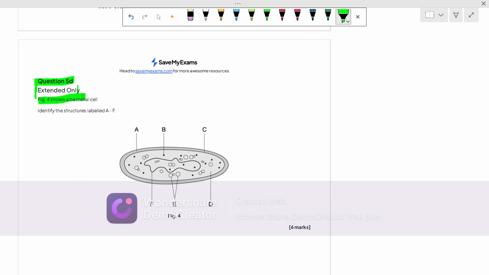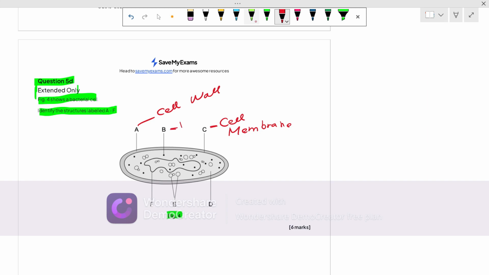Figure 4 shows a bacterial cell. So this is figure 4 showing a bacterial cell. Identify the structures labeled A to F. So A, B, C, D, E, F. We must identify all structures. The first one, A. A is the cell wall as it's on the outer layer. This means C, which is on the inner layer, is the cell membrane, which controls movement of particles in and out.